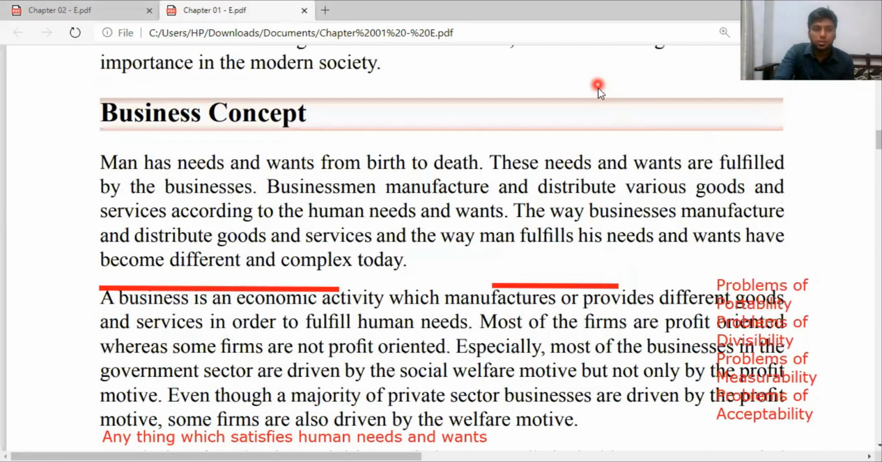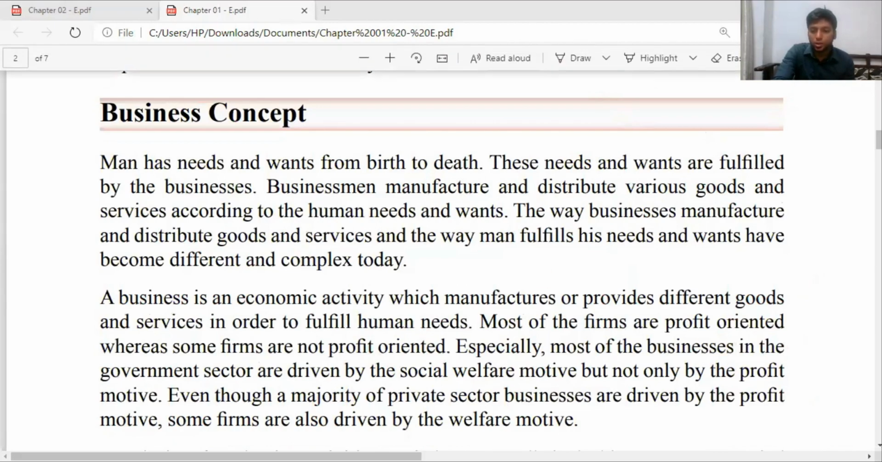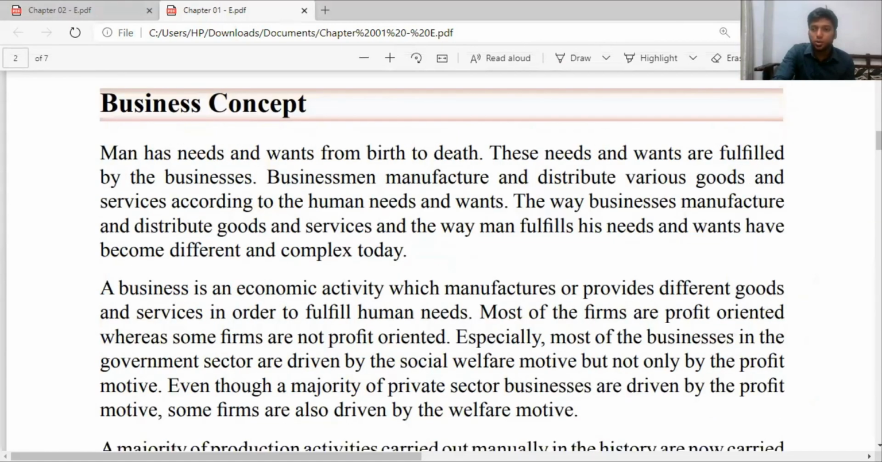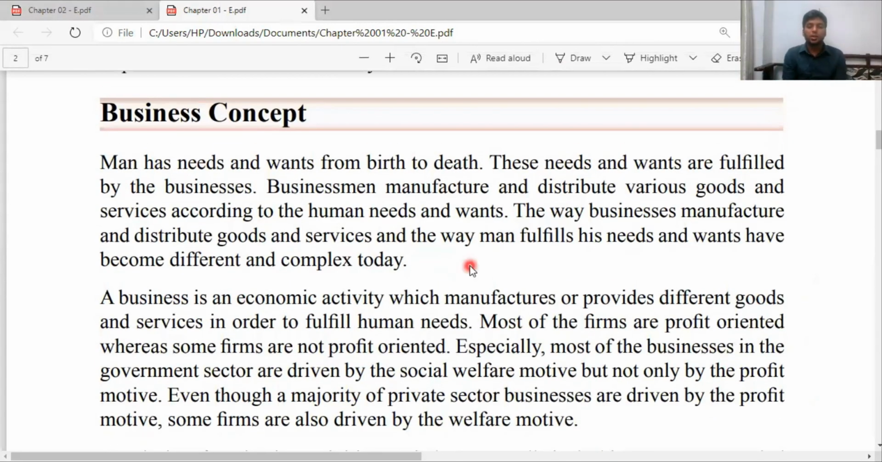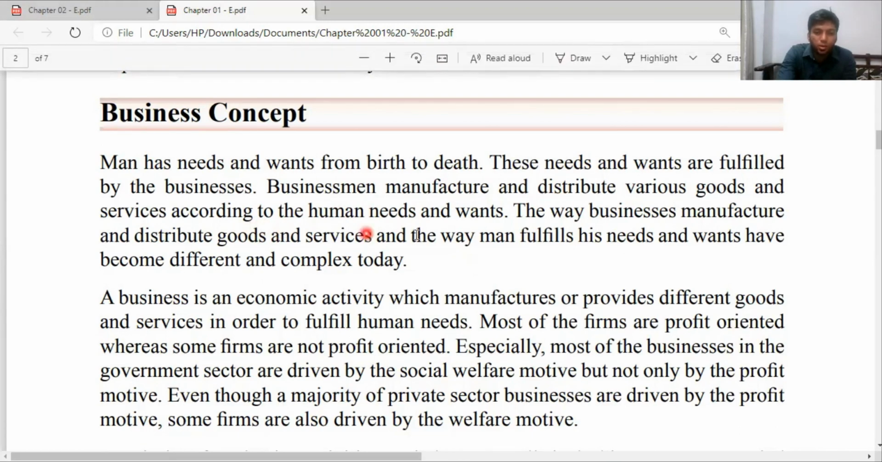I'll erase this. Business concepts. So we are on business concepts. I can read this to you because I feel it's a bit important, and if you have any questions regarding this, I'll explain. Man has needs and wants from birth to death. These needs and wants are fulfilled by businesses. Businessmen manufacture and distribute various goods and services according to human needs and wants.